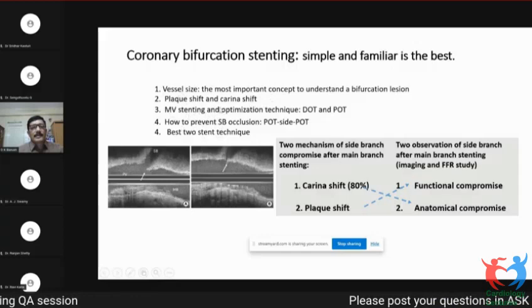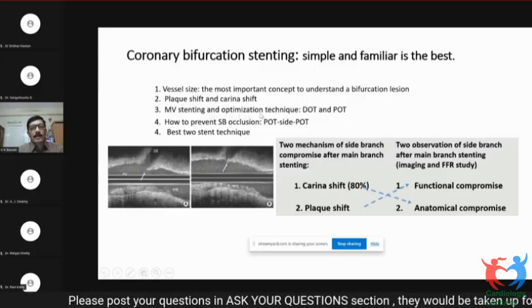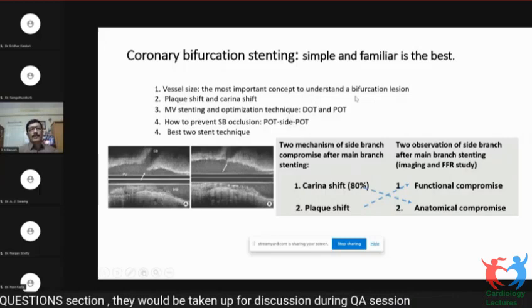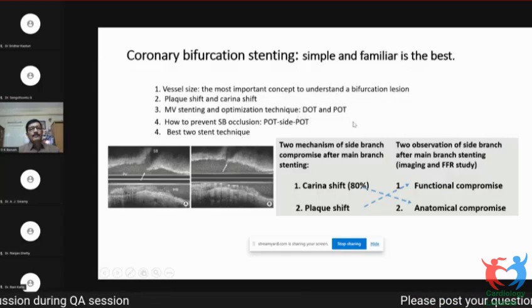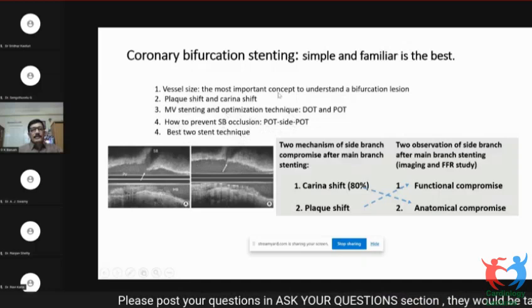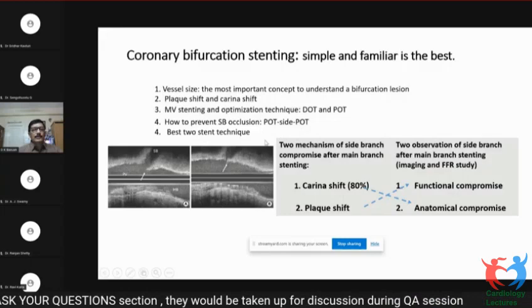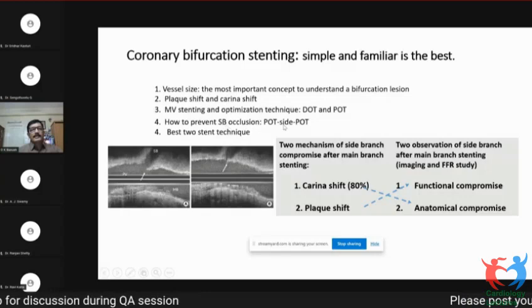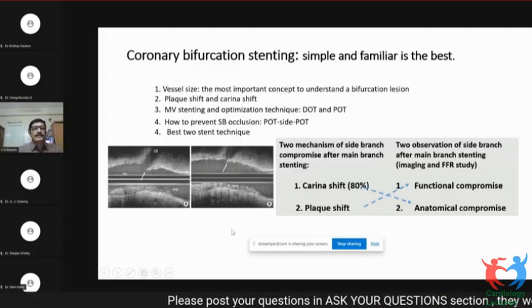And of course, an important issue is the main vessel stenting and optimization technique, like distal optimization technique, also very, very important, as well as proximal optimization technique. We should always analyze these things and plan before itself. And how to prevent side branch occlusion, that is also important, as in a single provisional stent technique, side POT is one good option to do. And of course, the best two stent technique has already been discussed. I think whichever is the simplest, whichever is familiar to a particular operator, that should be the best at that particular moment.